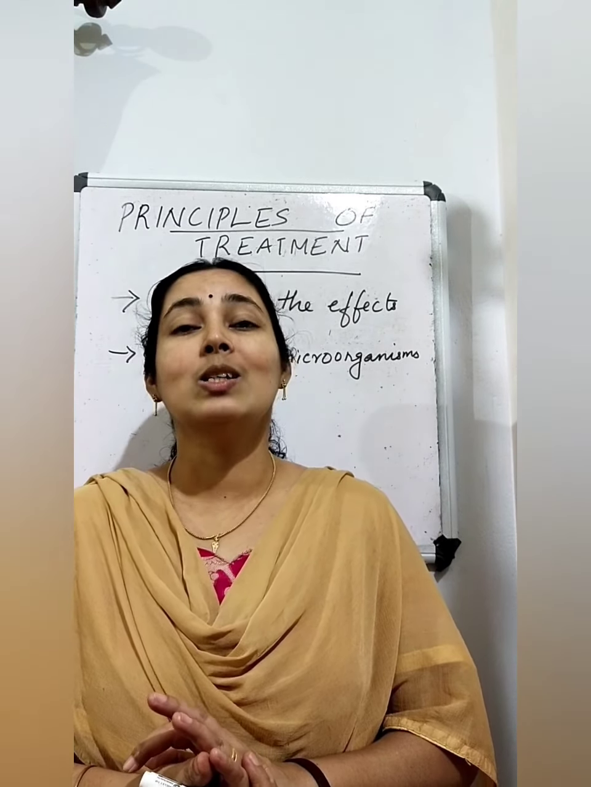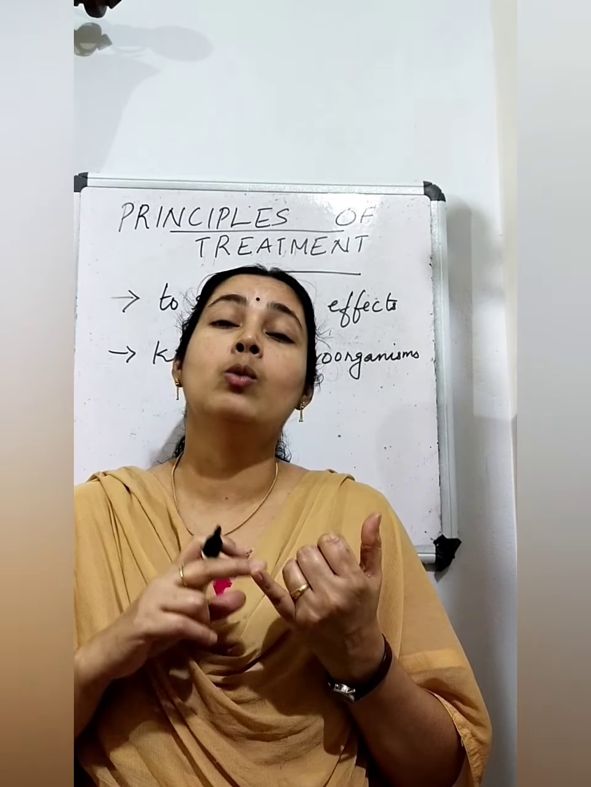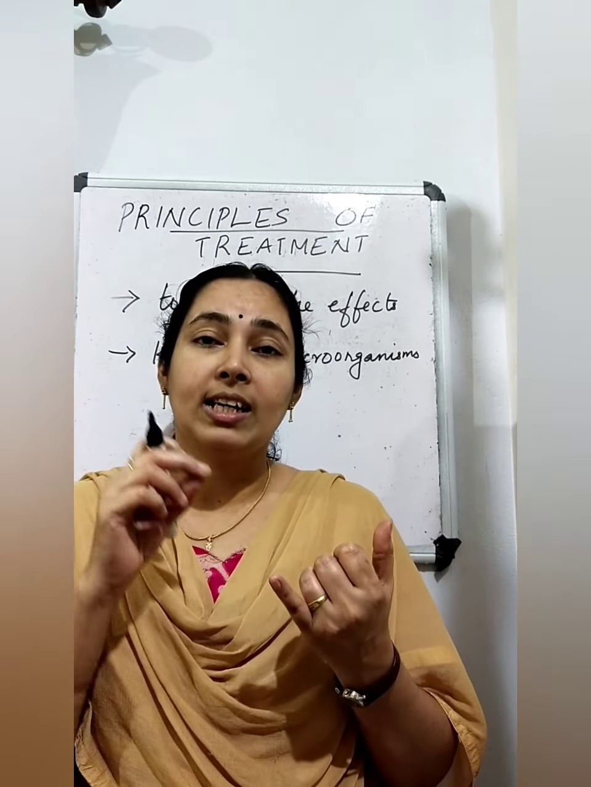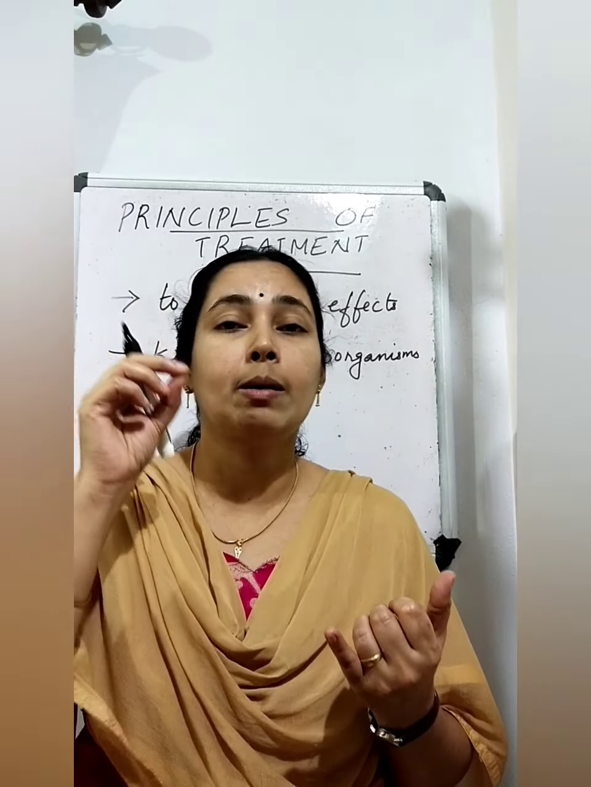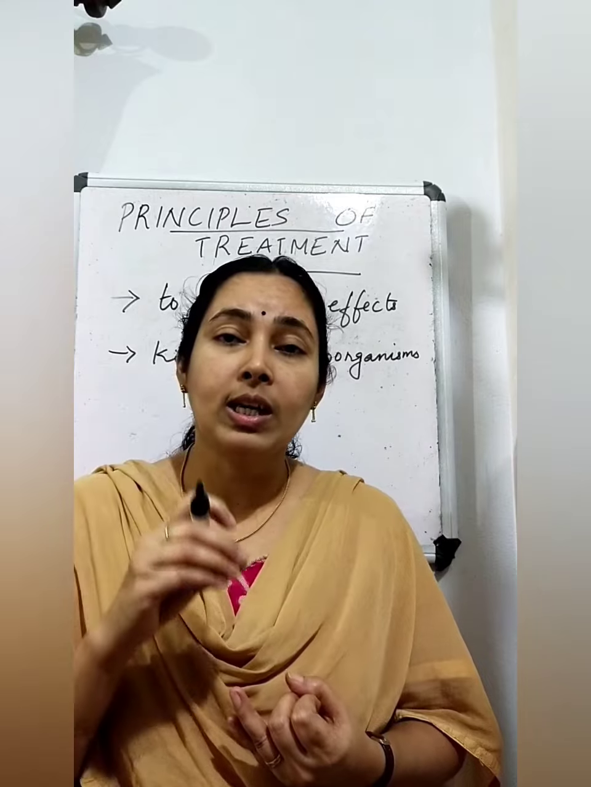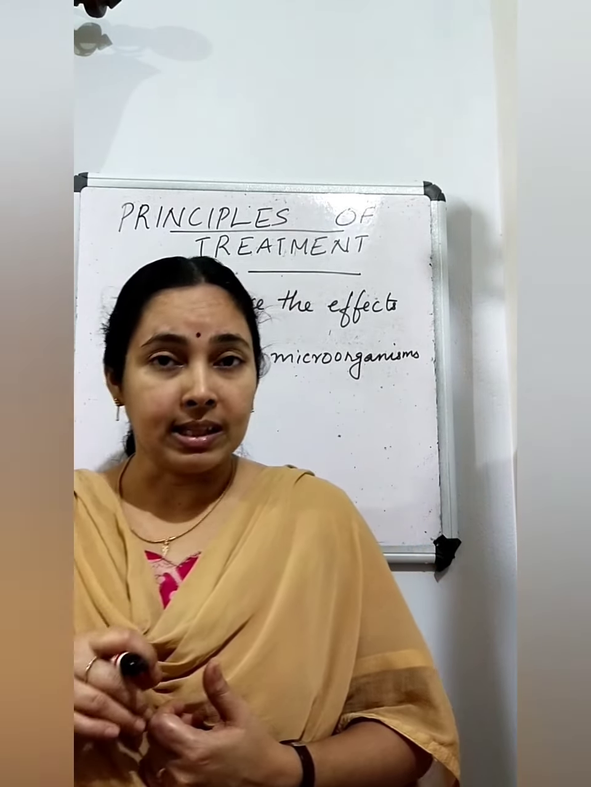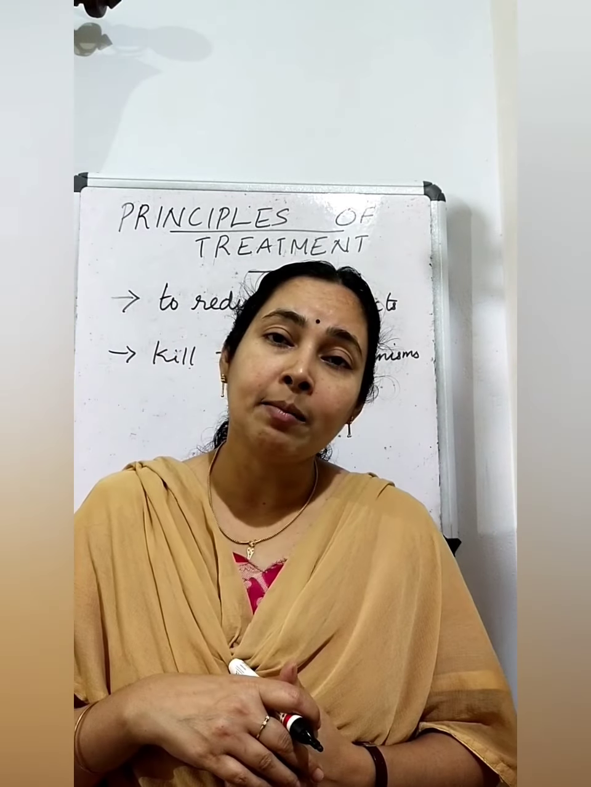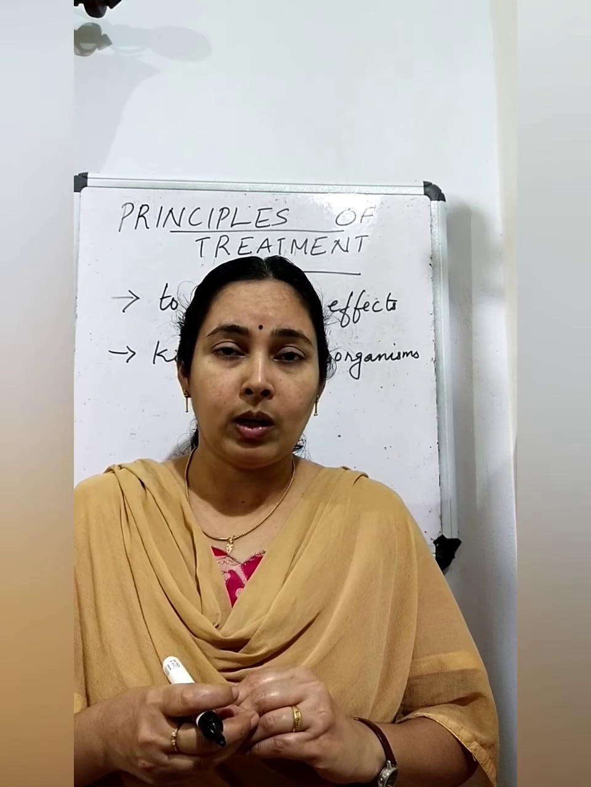Okay, so which are the principles of treatment? Two ways are there. One is to reduce the effects of the disease, that is, treatment is given to reduce the symptoms of the disease. And the second way is to kill the cause of the disease, or to kill the microorganism that causes the disease. The second method is better. And how can we kill the microorganism? We can use some medicines for killing the microorganisms.